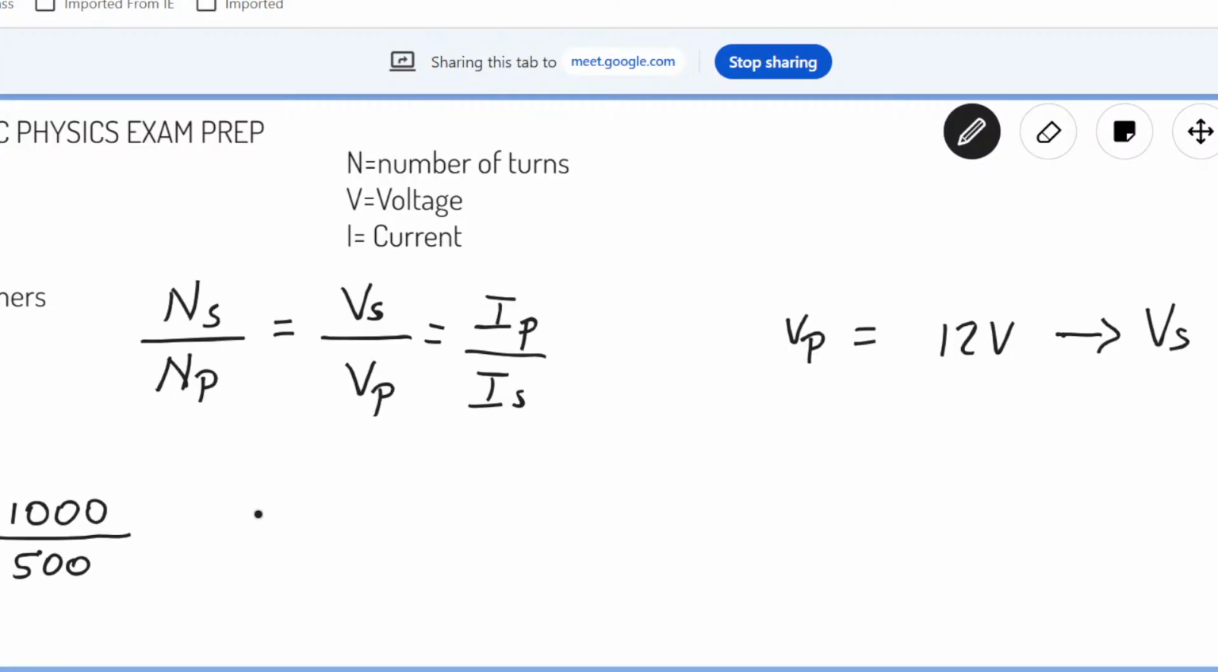But what you notice about this side, the current, what's the relationship with the current though? It's the reverse. So it's primary over secondary. Inverse proportionality. So that means that if you start off with 10 amps, at the end of this process, you're going to end up with 5.